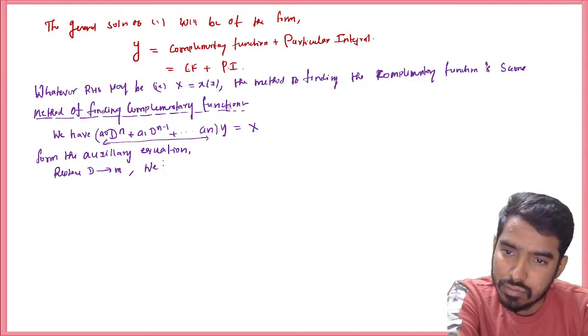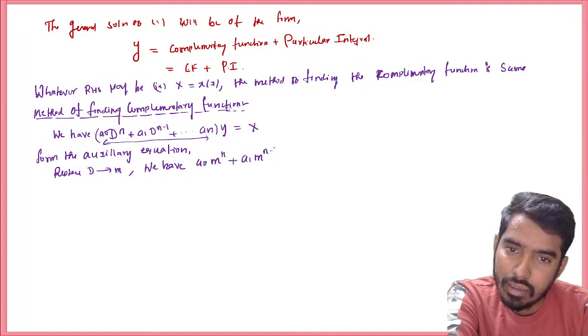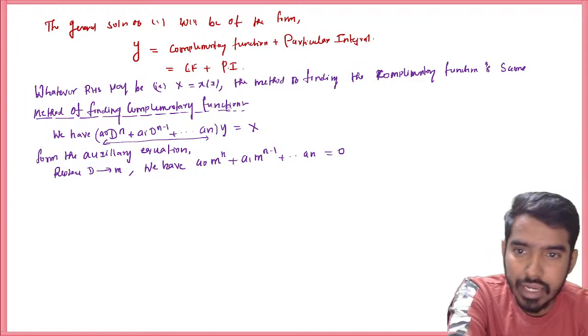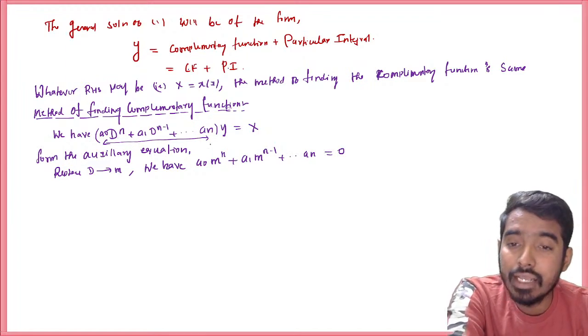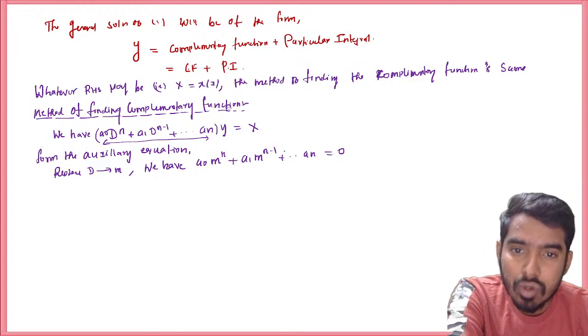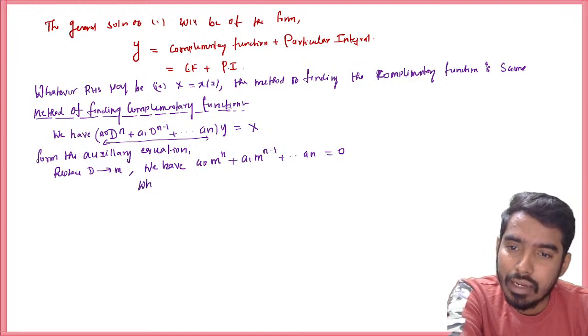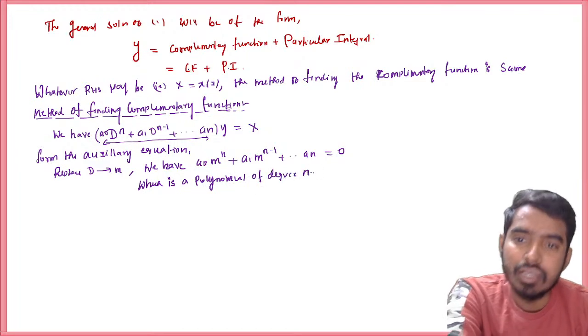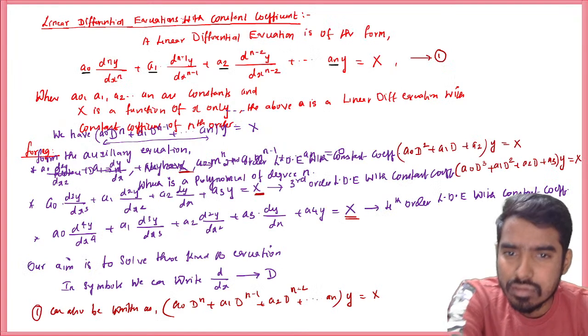So we have a naught m power n plus a1 m power n minus 1 and so on up to an is equal to 0. You consider this equation, replace D by m, and equate it to 0. This is a polynomial of degree n. Usually you will have second order.